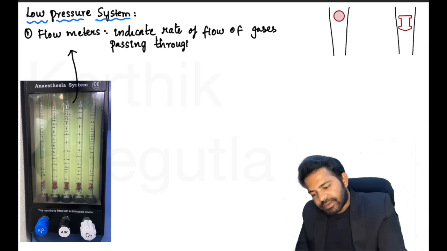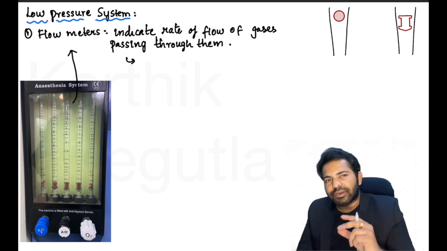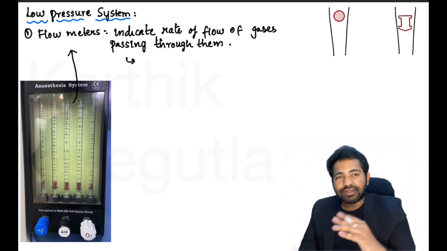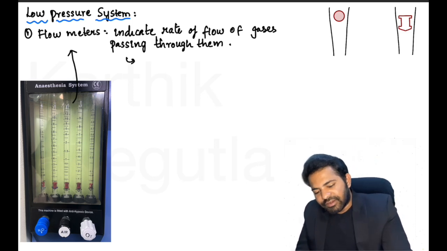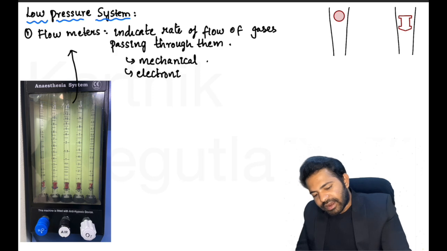Gases passing through them. Previously there used to be mechanical flow meters. Even nowadays we use mechanical flow meters only, but in advanced setups there are electrical flow meters also. In this picture you are able to see the mechanical flow meters, and there are also electronic flow meters available, digital flow meters.